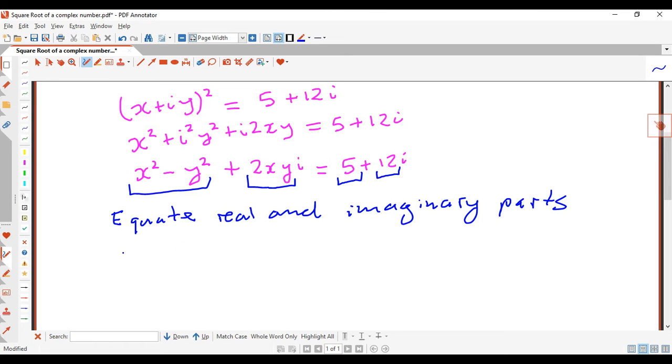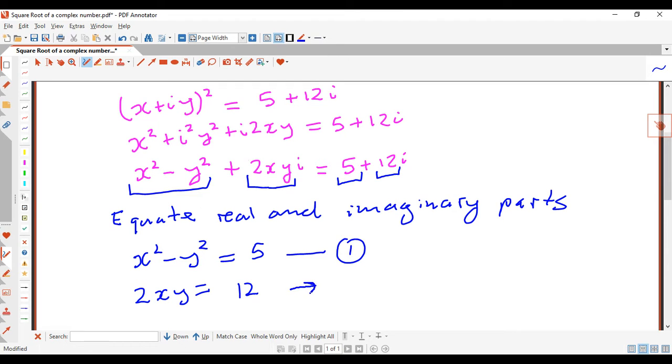Okay, so first one, we're going to have x squared minus y squared is equal to 5. All right, I'm going to call that equation 1. And the next equation we have is 2xy. So now I'm equating the imaginary part. 2xy is equal to 12. Okay, now that obviously can be simplified to xy is equal to 6. I'm going to call that equation 2.